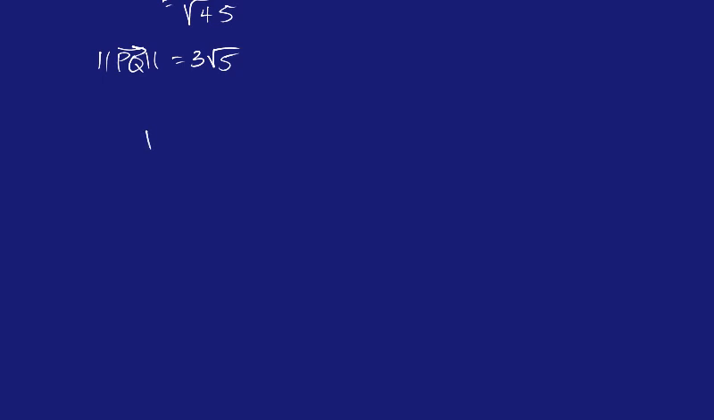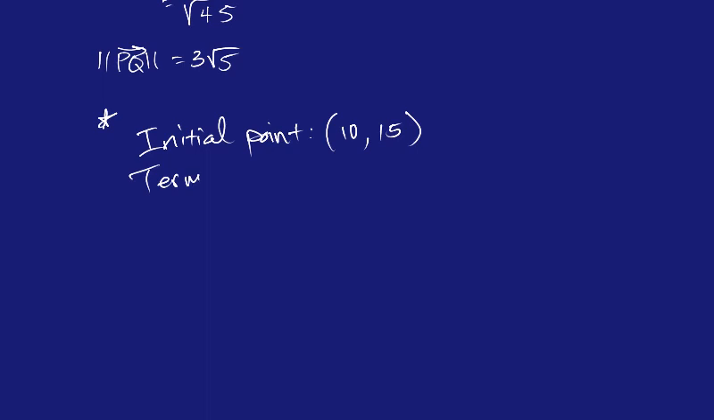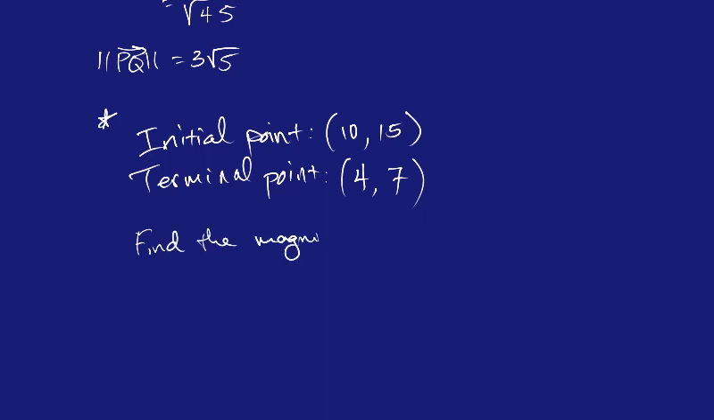So let's say that the initial point for this example is 10, 15, and the terminal point where the vector would end is going to be, let's say, 4, 7. Okay, so you don't have to draw it if you don't want to, but to find the magnitude, all we have to do is use that distance formula.